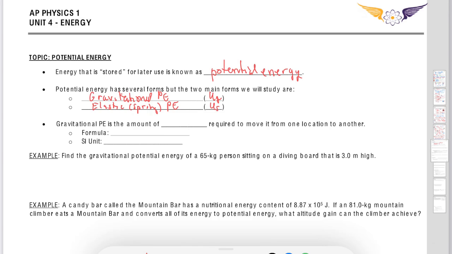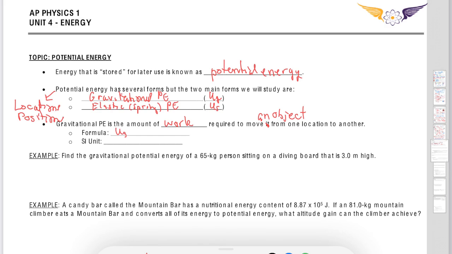Gravitational potential energy is the amount of work required to move an object from one location to another. One thing you're going to notice is that potential energy is based on locations, or positions. All of our potential energies are based on position.